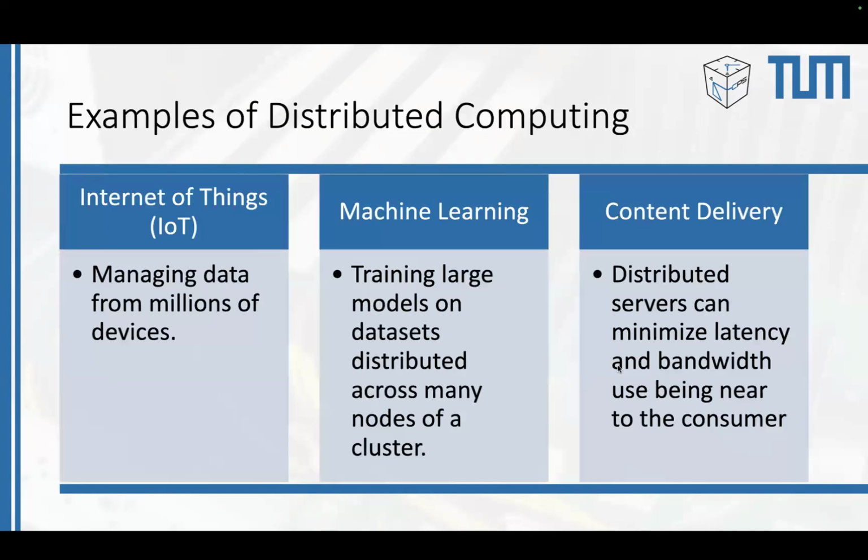So, an example of distributed computing: let's say you run an IoT company and you have servers in every household, right? And you want to collect the data, process it, send it back. Well, you can do it with one server, usually.